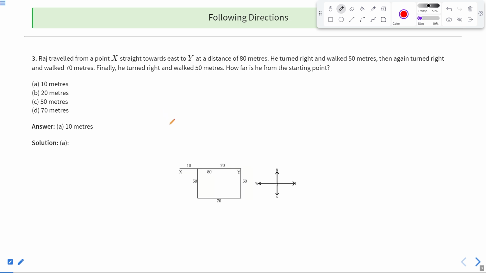Raj traveled from a point X straight east to Y. तो यहाँ से एक शुरू हुआ, नॉर्थ साउथ, नॉर्थ वेस्ट ईस्ट साउथ, तो ईस्ट इज राइट, तो राइट he goes 80 meters. He then turns right, अगर उस तरफ जा रहा है, ठीक है, तो उसका राइट इस तरफ नीचे की तरफ हुआ, साउथ, and walks 50 meters. Then turns right, नीचे तरफ जा रहा है, राइट उसका इस तरफ हुआ, and walks 70 meters.